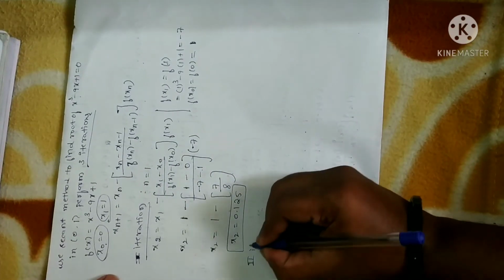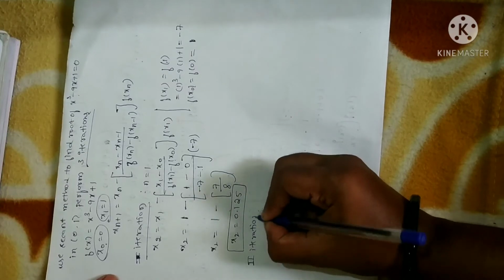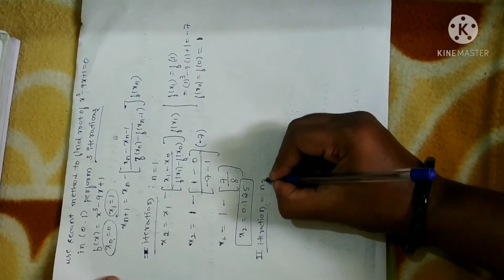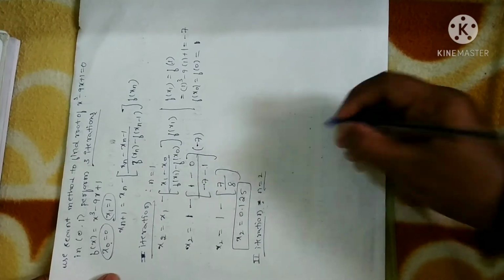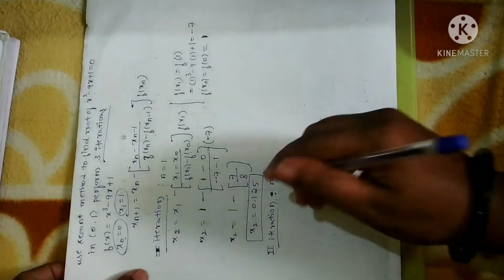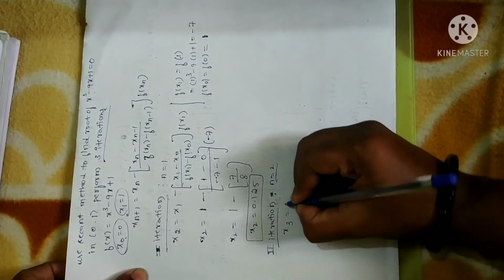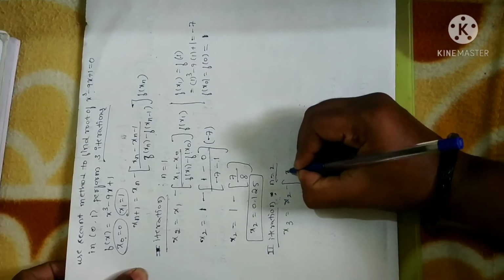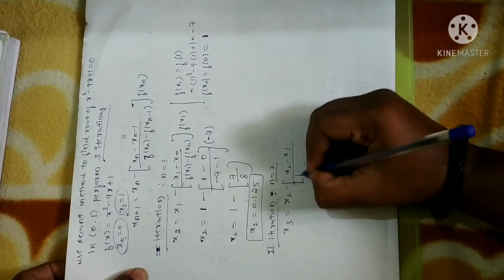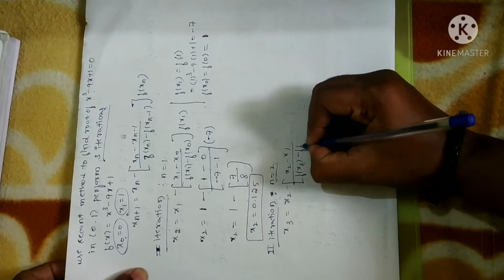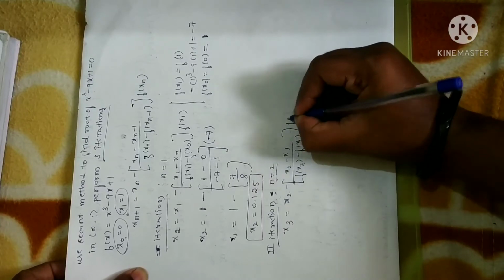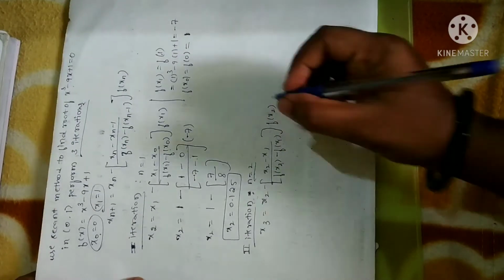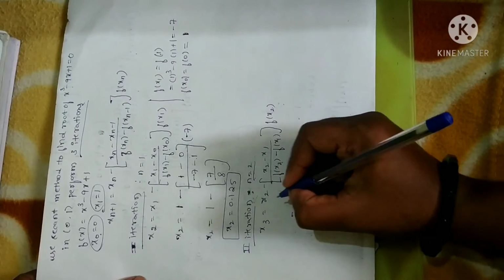Now similarly for the second iteration, I have to take n as 2. So let me take n is equal to 2. Substitute in the secant formula, you will get x3 is equal to x2 minus x1 divided by f of x2 minus f of x1 into f of x2. Clear? Now x2 I have already done, 0.125.